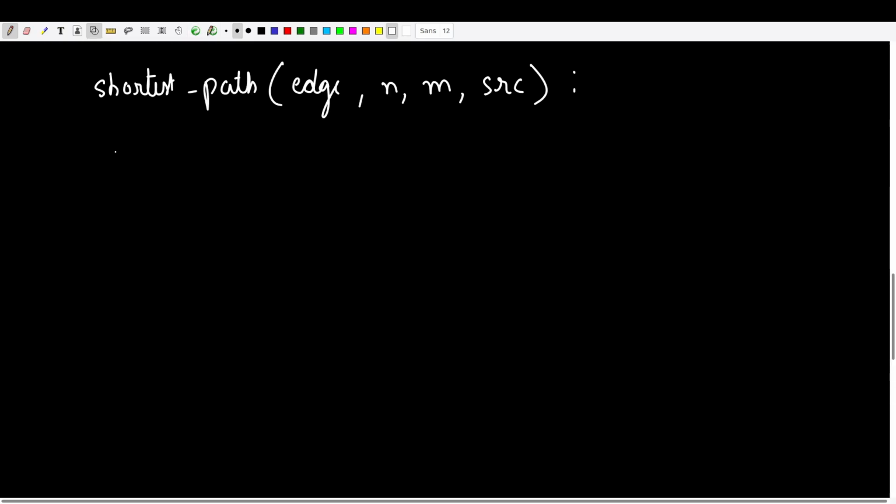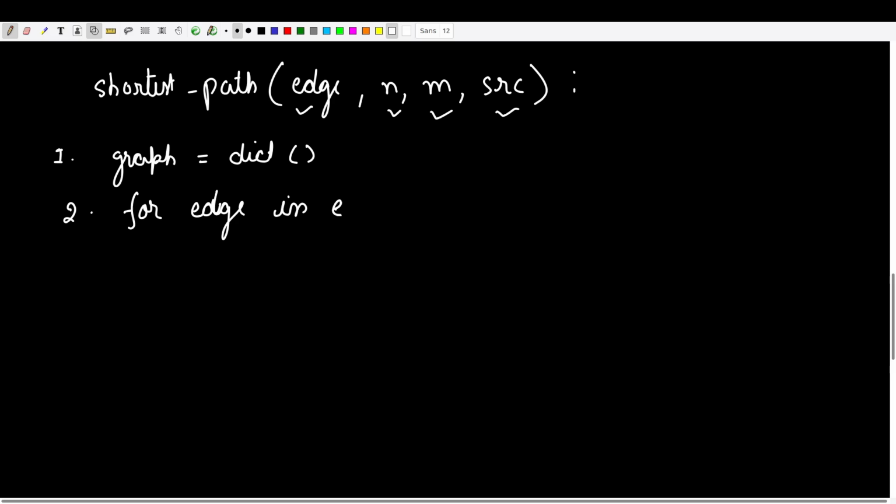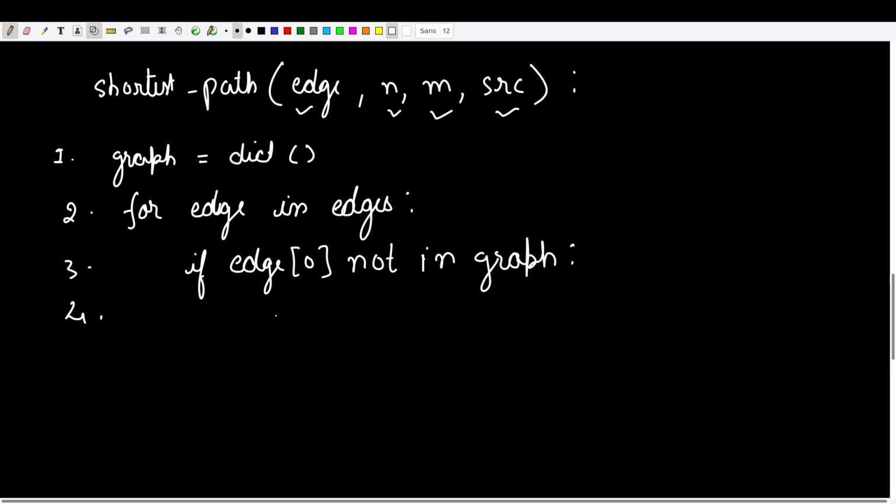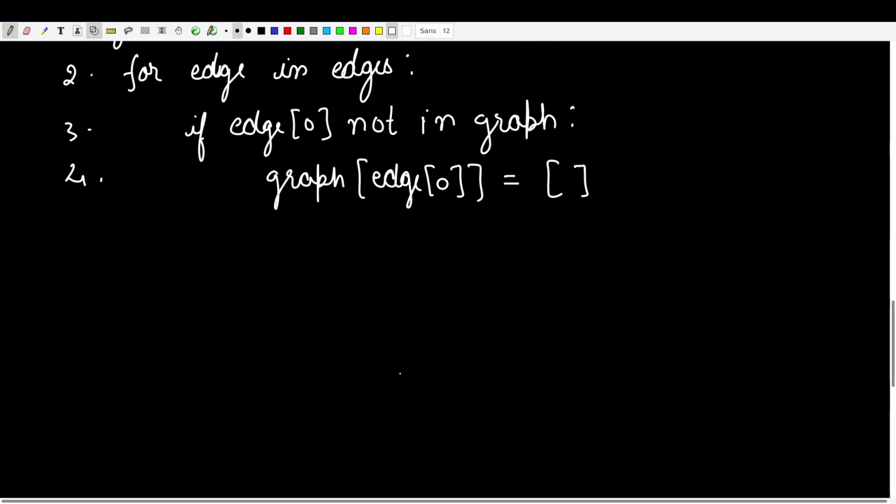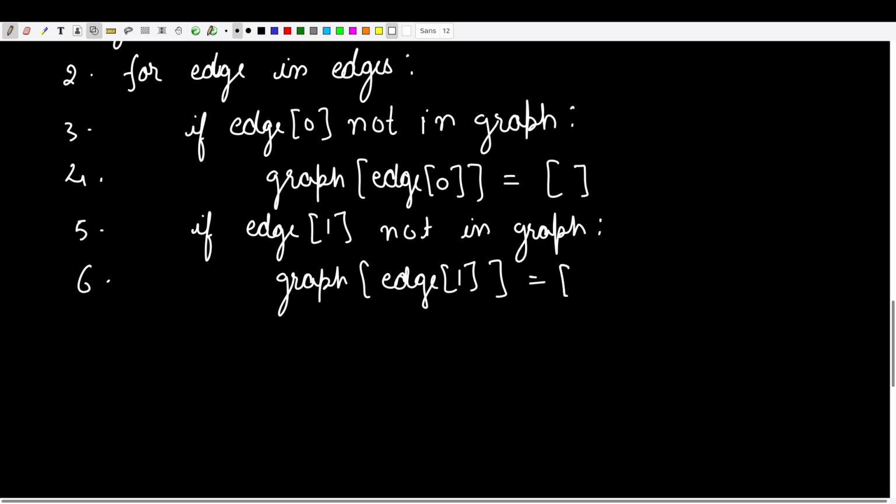So let us say we want to compute shortest path, and the edge list, number of vertices, number of edges, and source vertex are given to us. The first thing we are going to do is form a graph, or rather an adjacency list. In order to form the adjacency list, for edge in edges, if edge 0 not in graph, then let us initialize that adjacency list: graph of edge 0 is a list. Similarly, if edge 1 not in graph, then graph of edge 1 is equal to a list.